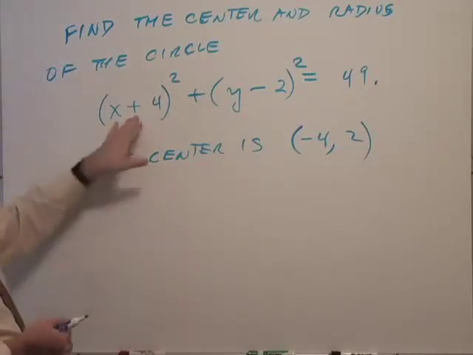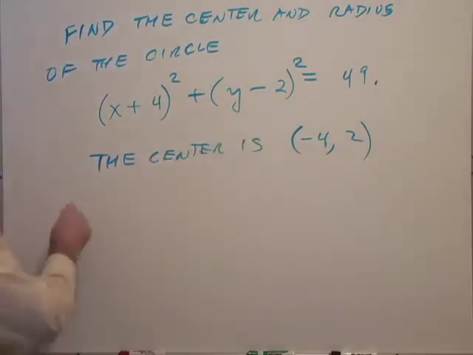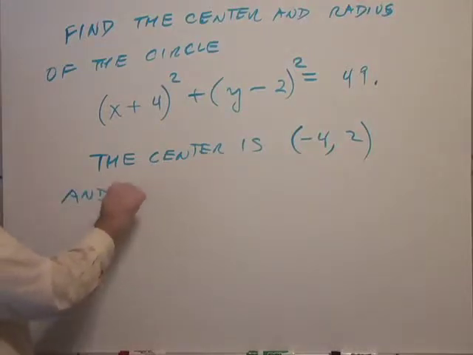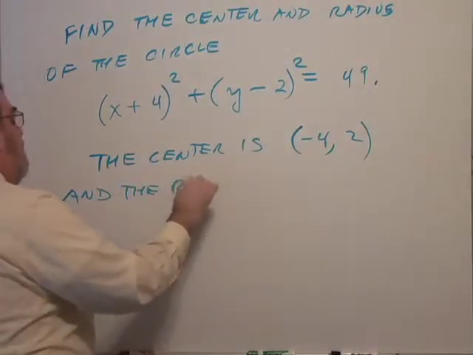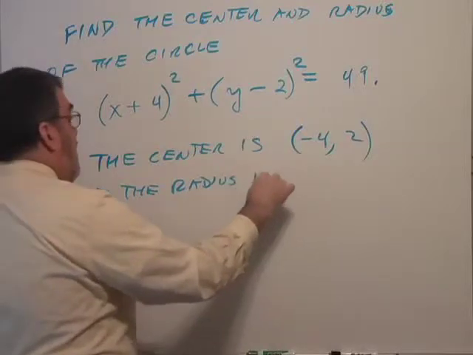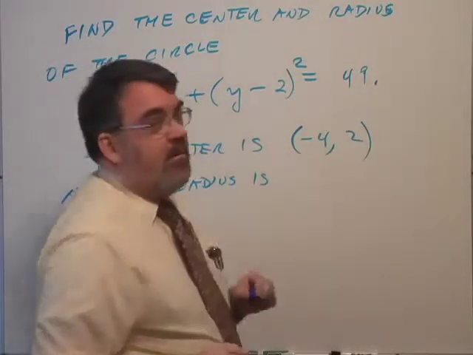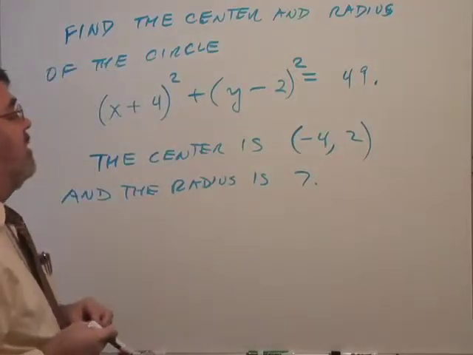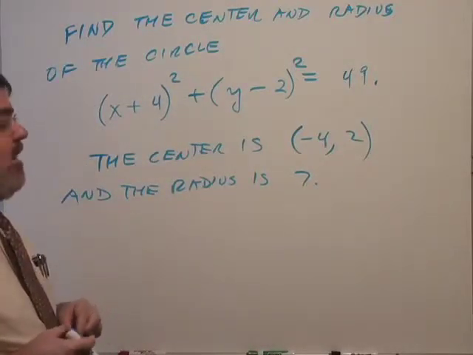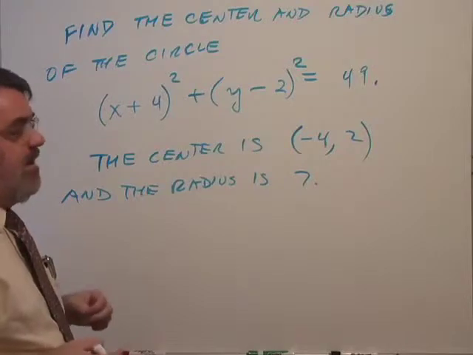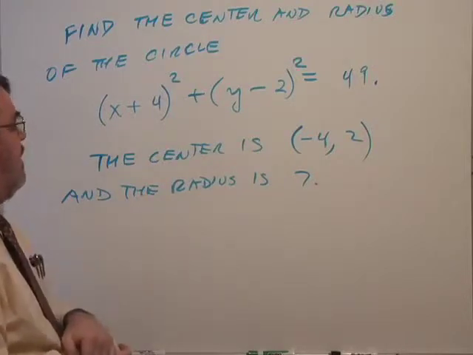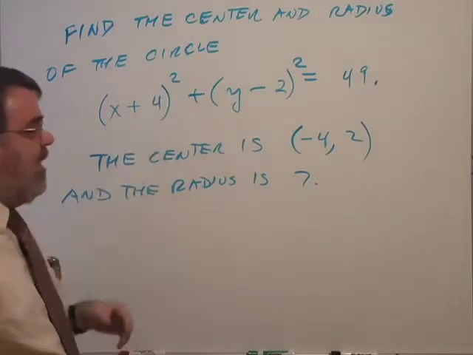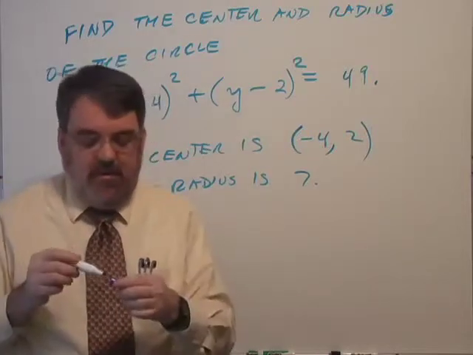Center is (-4, 2), and the radius is going to be the square root of 49, which would be 7. So I didn't write r squared equals 49, but you would find it by taking the square root of 49. So there we go. Once you learn the pattern, this is very, very simple, very easy.